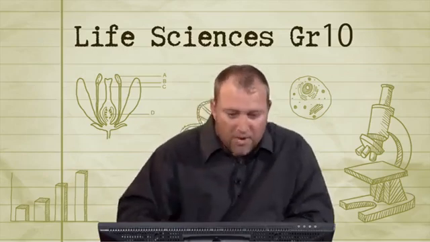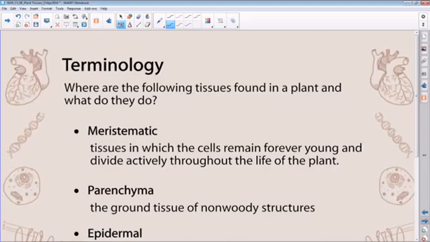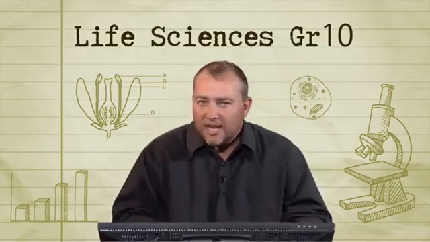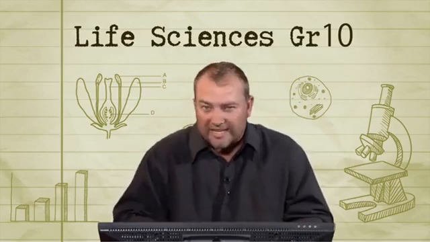Okay, first one, meristematic tissue, okay? It's a tissue in which cells remain forever young, okay? So it's always young cells, and they divide actively throughout the lifespan of the plant. So this cell, its whole job is to just produce new cells all the time. And where is it found? Okay, it's in the growing point. So in other words, the tips and the nodes of plants, that type of place.